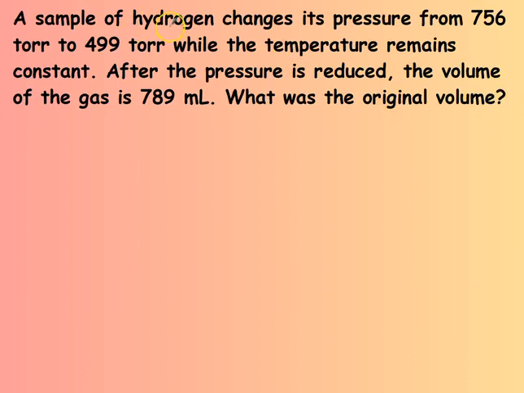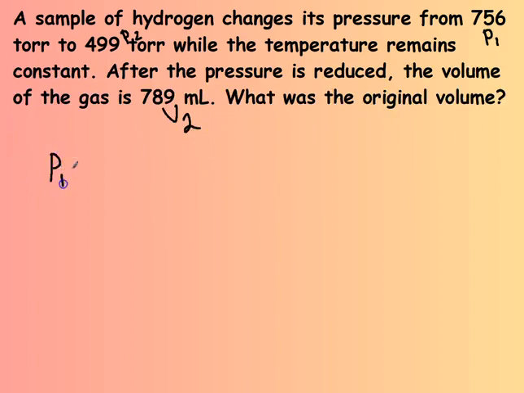So in this problem, it says a sample of hydrogen changes its pressure from 756 torr, well, that would be pressure 1 because that's the first pressure, to 499 torr, that would be pressure 2, while the temperature remains constant. After the pressure is reduced, the volume of the gas is 789 milliliters. It says after the pressure is reduced, so this is going to be volume 2 then. What is the original volume or volume 1?